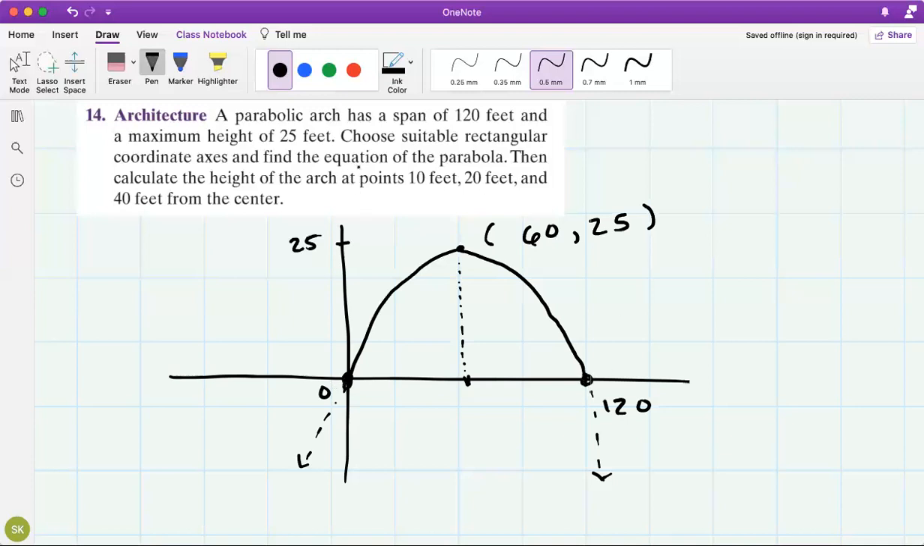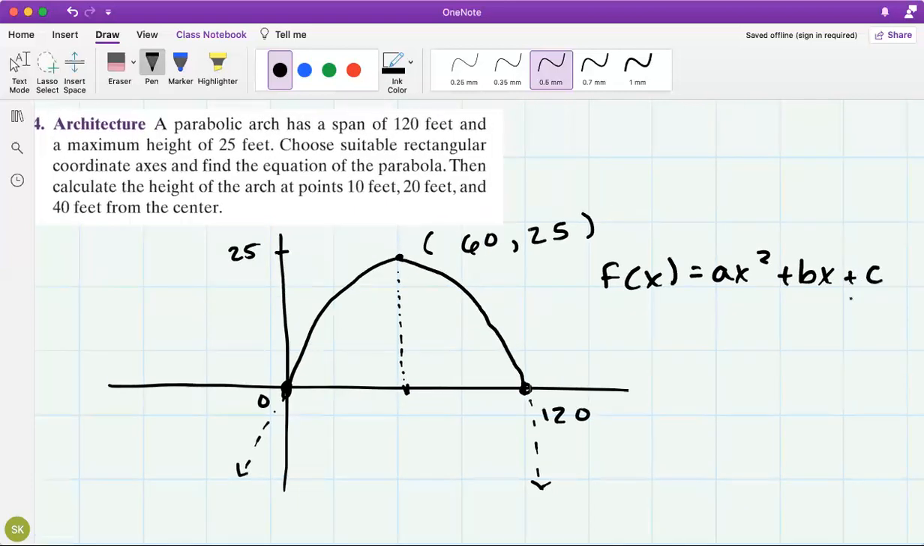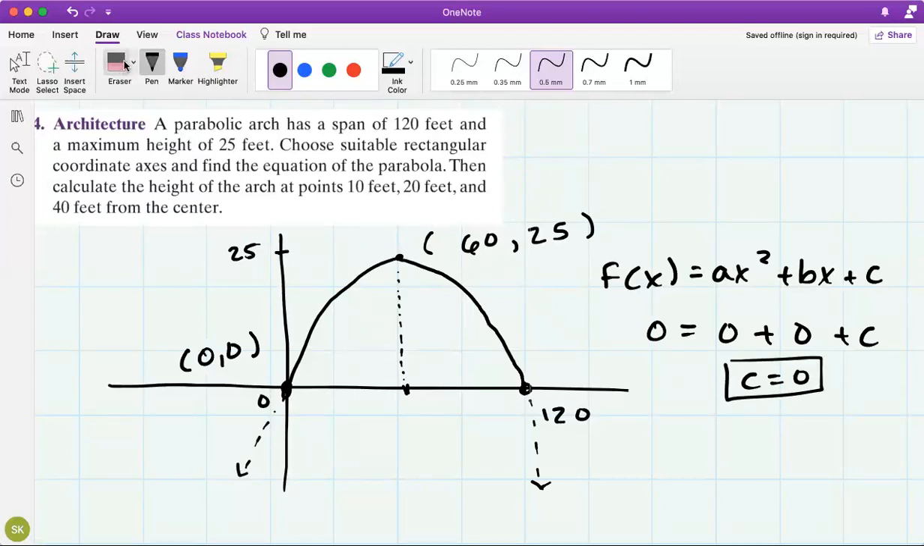I want to find an equation for the parabola. Now the parabola can be written as ax squared plus bx plus c. So let's use some of these points. We know that we go through the point (0, 0). So if I plug in 0, I should get 0. So 0 is equal to 0 plus 0, plus c, which tells me c is equal to 0. So that gets rid of this c here.